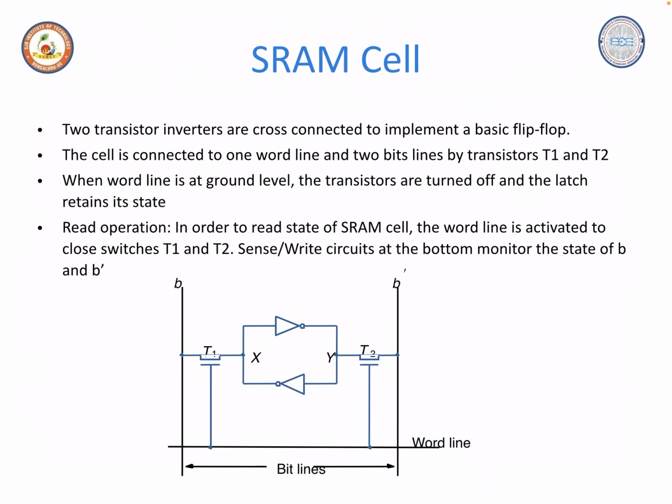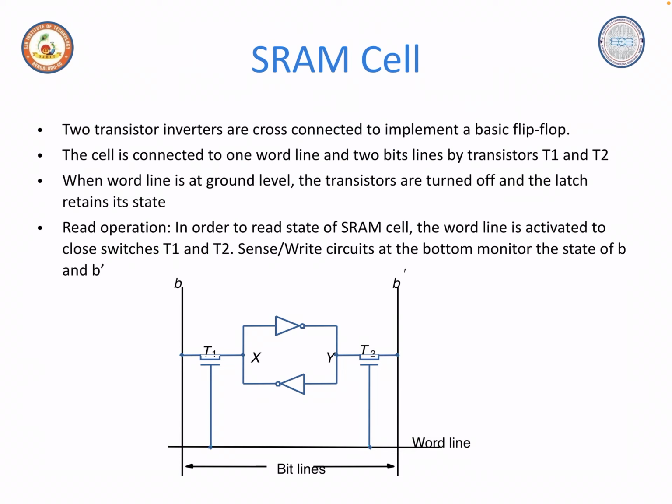Latch retains its original state, the previous state it retains. For example, let us consider that the cell is in state 1. If you observe the logic value at point x as 1 and at point y as 0, that means it's a NOT gate, no? If x is 1, obviously the value at y is 0. This state is retained as long as the signal on the word line is at ground level.